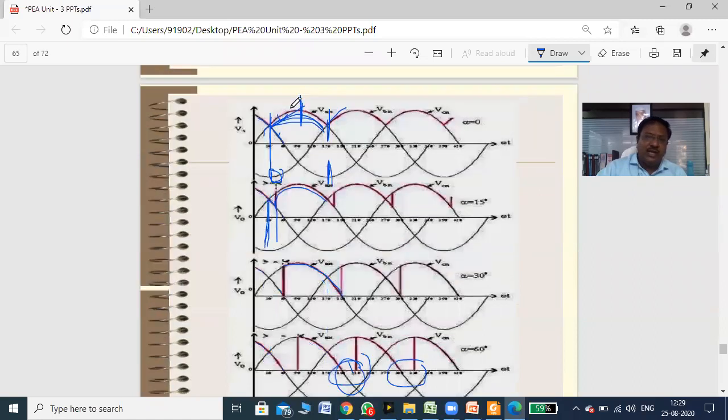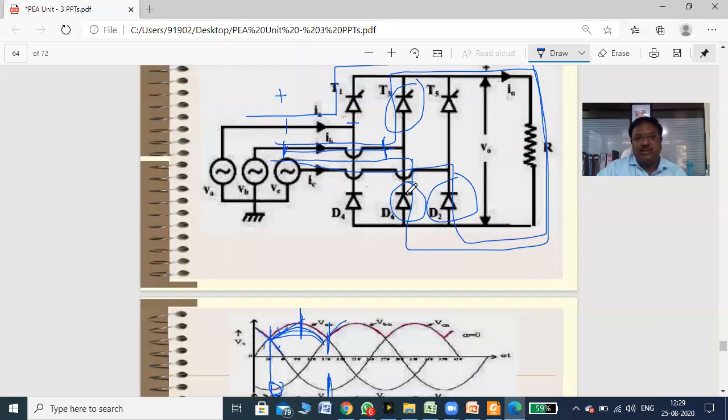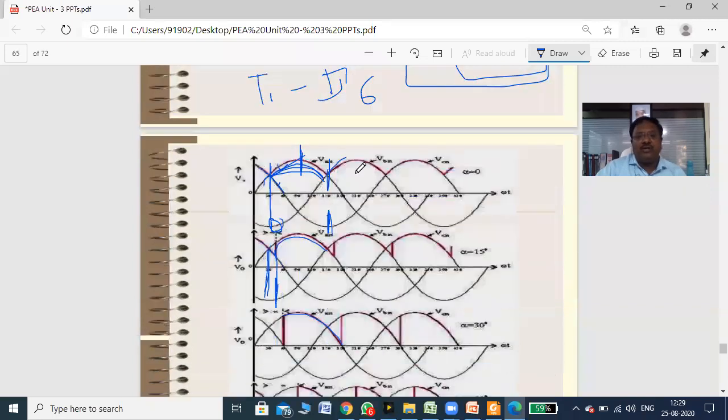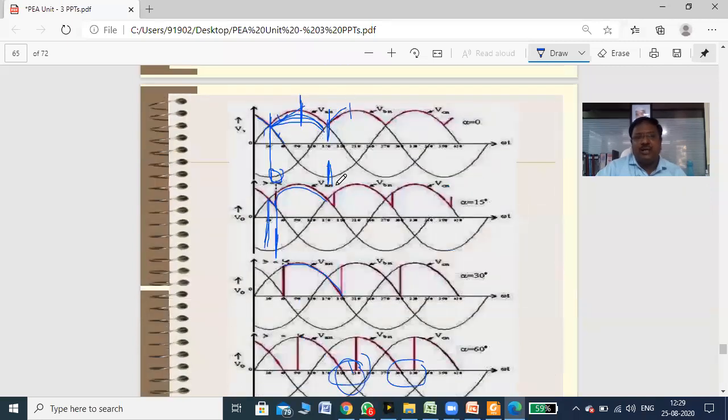You can see phase A is most positive, that time phase B is most negative. Phase B is negative, it means D6 conducting, so T1 and D6. So in the first part T1 and D6 are conducting, right? Then when phase B is most positive, that time phase C is most negative.